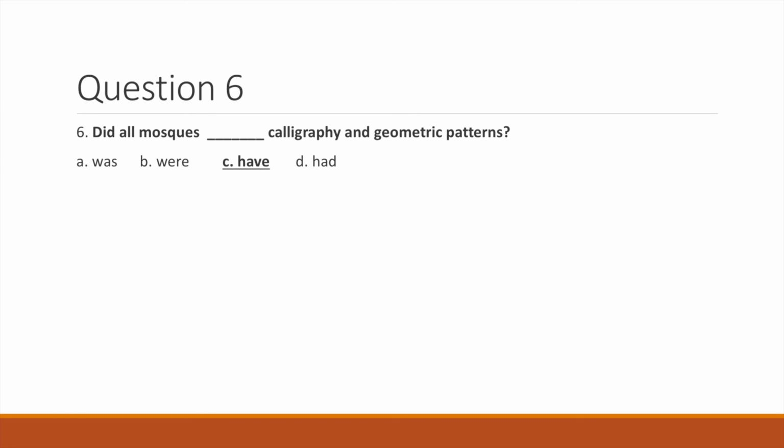Question 6. Did all mosques blank calligraphy and geometric patterns? Again, we have a question. We know that this is in the past because we have did. To ask a question, we must use did first, followed by have in the base form. So C is the correct answer.